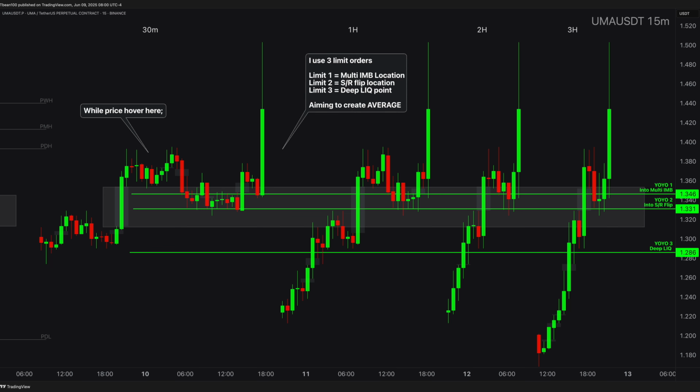So in this case, I can create an average entry with 2 or 3 orders, as you noticed. No more waiting, no more snipers, no more sleeping in front of the computer. All you do is just set your limit orders to key areas, key level zones, and leave things be.